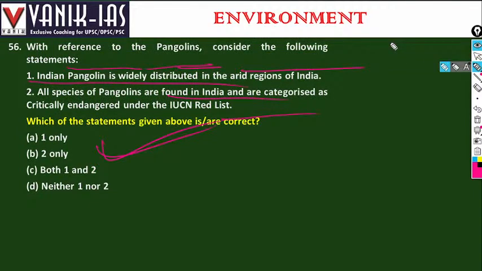With reference to the pangolins, consider the following statements. The Indian pangolin is widely distributed in the arid regions of India. All species of pangolins are found in India and are categorized as critically endangered under the IUCN Red List.